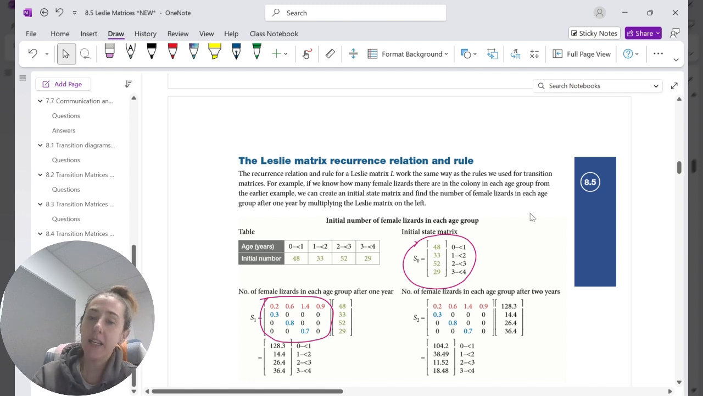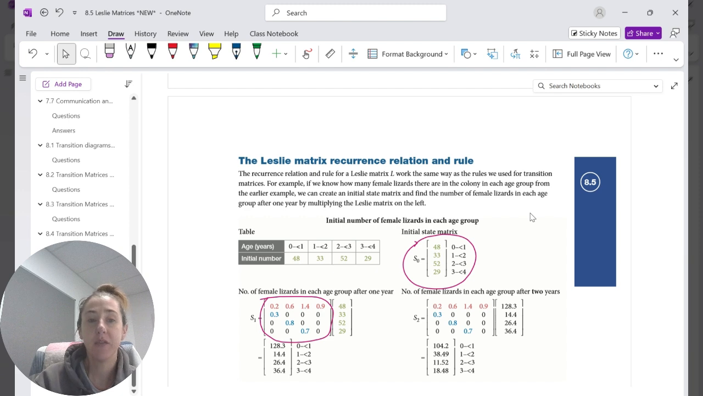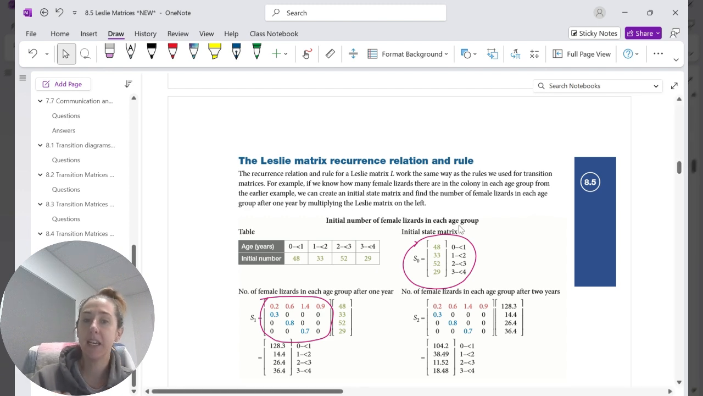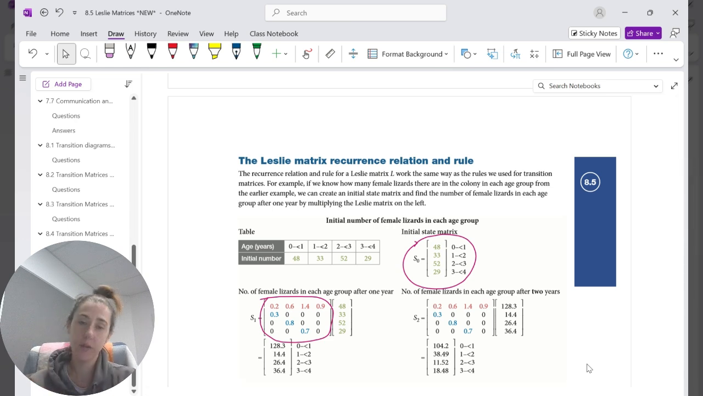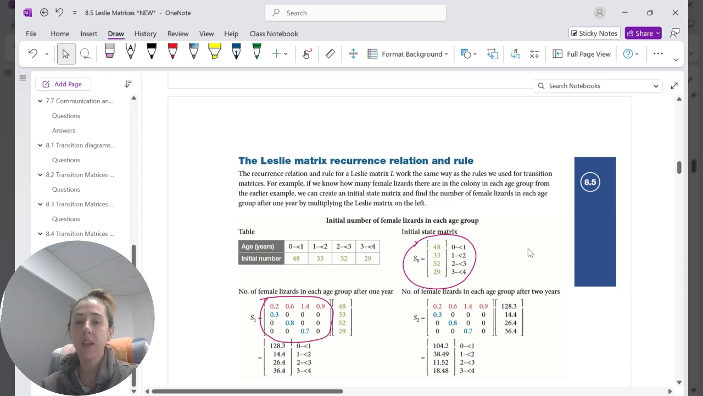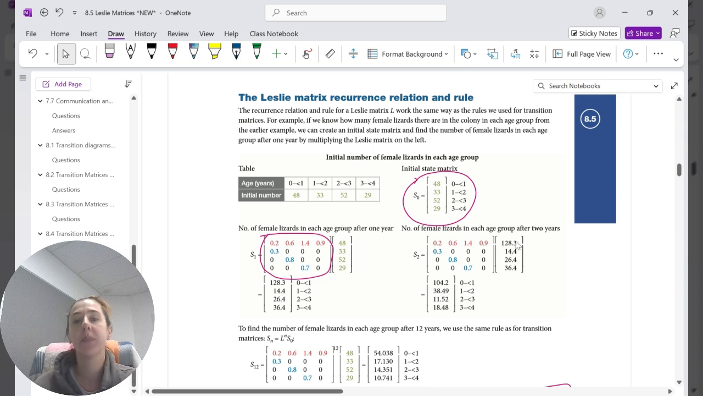They work the same way as they do for the transition matrices. So if we know how many female lizards there are in a colony for each age group, we can create an initial state matrix and then find the number of female lizards in each age group after 1 year by multiplying the Leslie matrix on the left. So the Leslie matrix is really a specific type of transition matrix if you want to overly simplify it, without a definition kind of thing. I want to give you something tangible that you can hold on to. So it's not as clear cut, but it might just help you keep those ideas in your head.